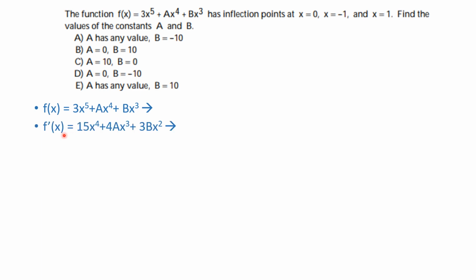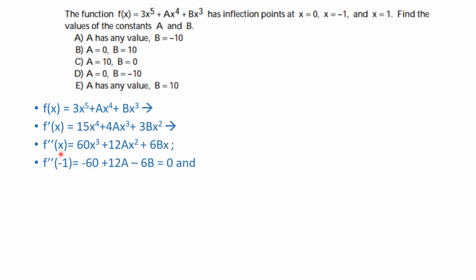We have to take the derivative. First derivative is 15x to the power 4 plus 4a x to the power 3 plus 3b x squared. Now we have to take the second derivative. The second derivative will give us 60x to the power 3 plus 12a x squared plus 6bx. Now we have to plug in -1 instead of x, because we are told that x equal to -1 and x equal to 1 are the inflection points.